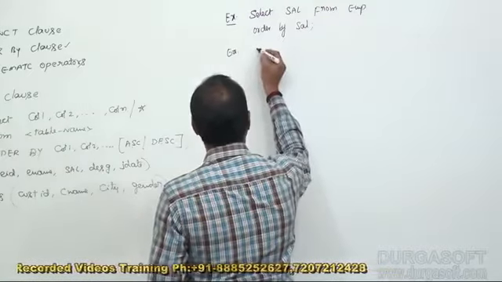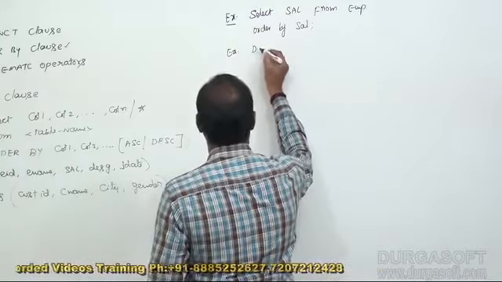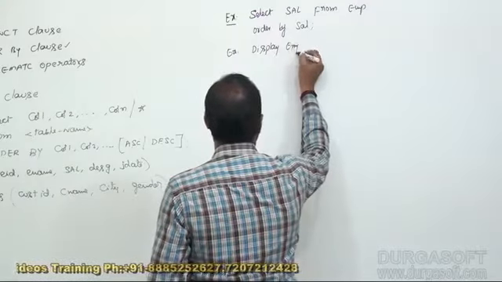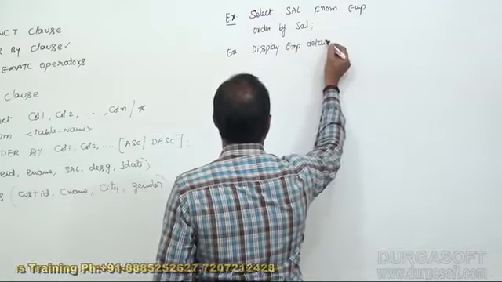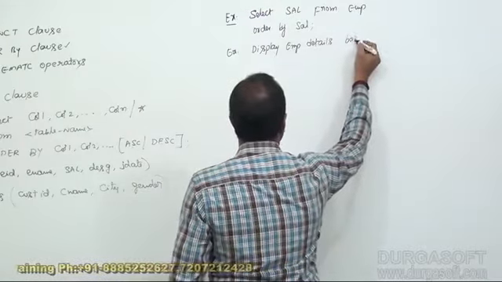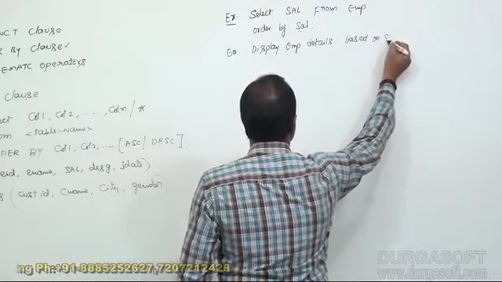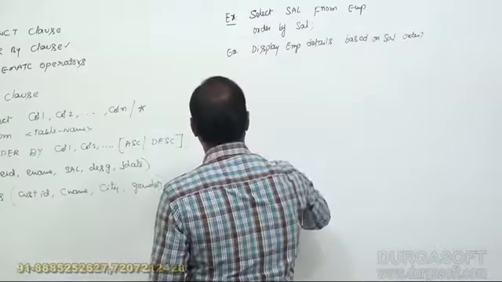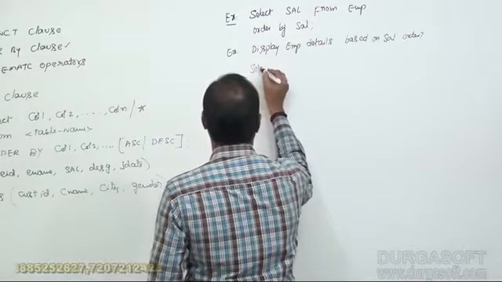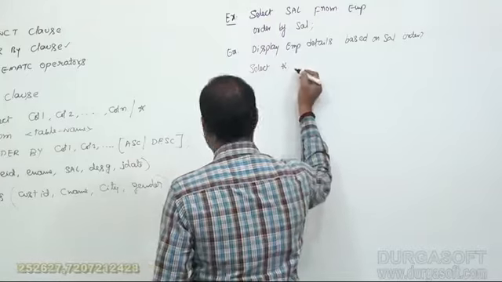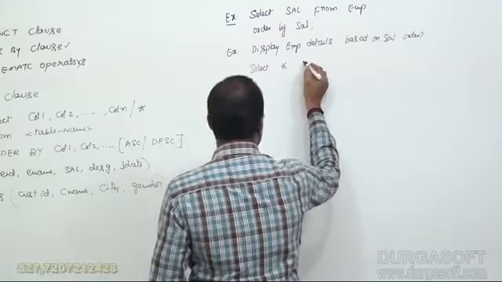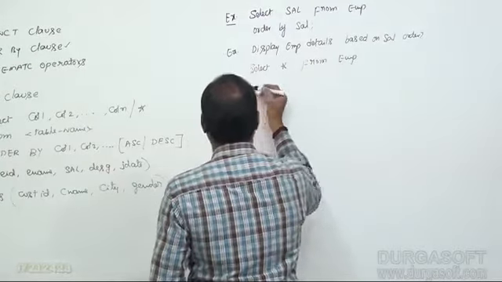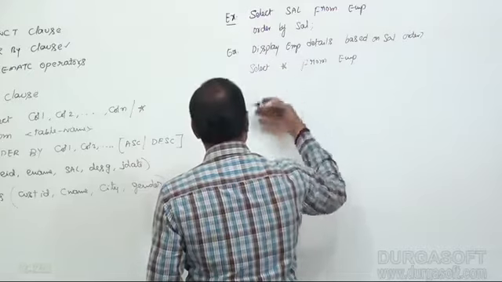Next one, display employee details based on salary order. Here I want to get the employee's complete information. Whenever you are requesting complete information, you have to select like this: select star from, what is the table name? EMP table.